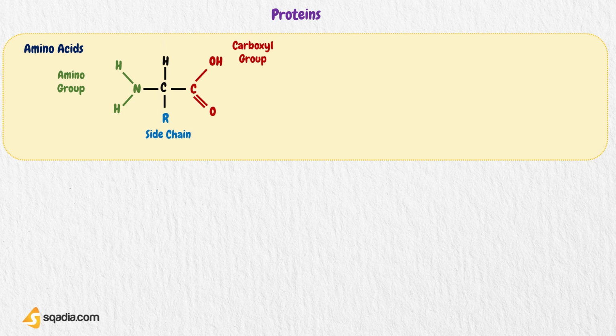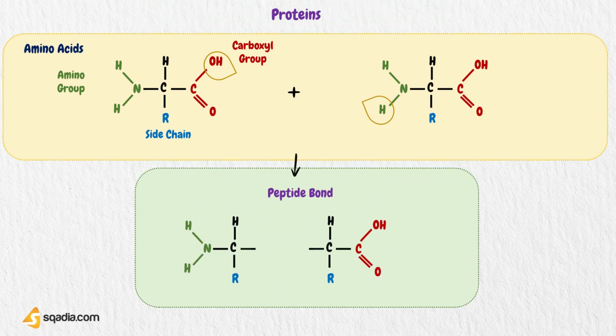How does a peptide bond form? Well, consider two amino acids. The OH group from the carboxyl group of one amino acid is removed, and hydrogen from the amino group of another amino acid is removed. A peptide bond will be formed, and a water molecule will be released.